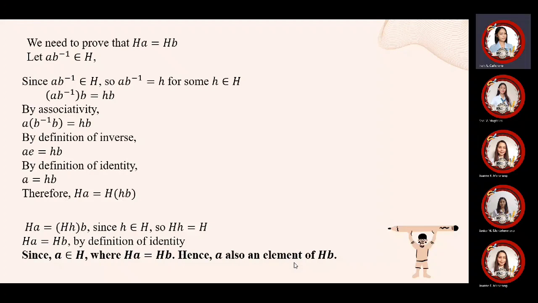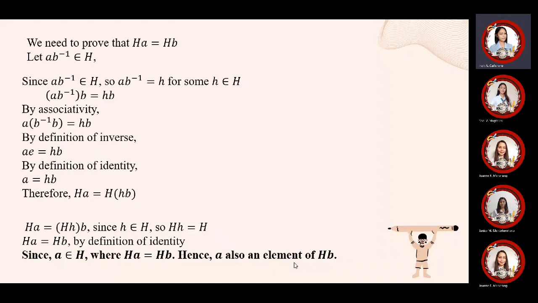By the definition of inverse, B inverse multiplied by B is equal to E. So we have AE is equal to hB. By the definition of identity, we will get A is equal to hB. Therefore, HA is equal to H multiplied by hB, so HA is equal to Hh multiplied by B. Since h is an element of H, big H and small h is equal to H. Hence, HA is equal to HB.